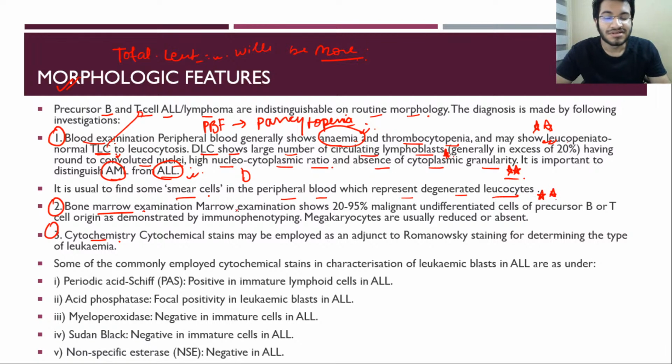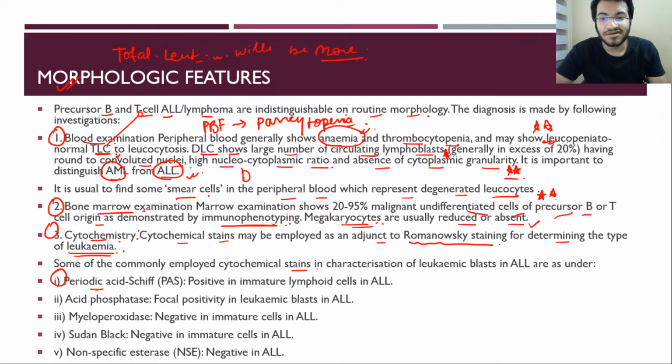Then bone marrow examination. Marrow examination shows 20 to 95% malignant undifferentiated cells of precursor B or T cell origin, as demonstrated by immunophenotyping. Megakaryocytes are usually reduced or absent. Then cytochemistry. Cytochemical stains may be employed as an adjunct to Romanowsky stain for determining the type of leukemia. Then, right, there are some commonly used cytochemical stains.